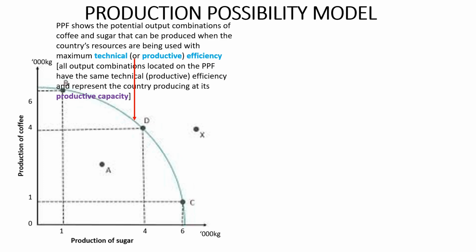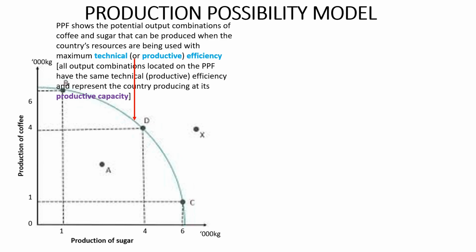All output combinations located on the production possibility frontier have the same technical efficiency. That is, whenever the country is producing at point B, C, or D, or at any other point on the production possibility frontier, it is producing sugar and coffee in a way that uses the available resources to their maximum technical efficiency. Put another way, the country is producing at its productive capacity, that is, at its potential level of output.